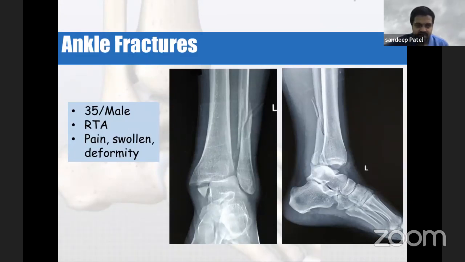So I chose this case. So this was a 35-year-old male, road traffic accident, pain, swollen, and there was a gross deformity. You can see here the medial malleolus fracture. A lateral view, we can see the posterior malleolus fracture, and the Weber C type of a fibula fracture. So this is a higher fibular fracture. This is a pronation external rotation injury, and the talus is subluxated, which is well expected in such a case.